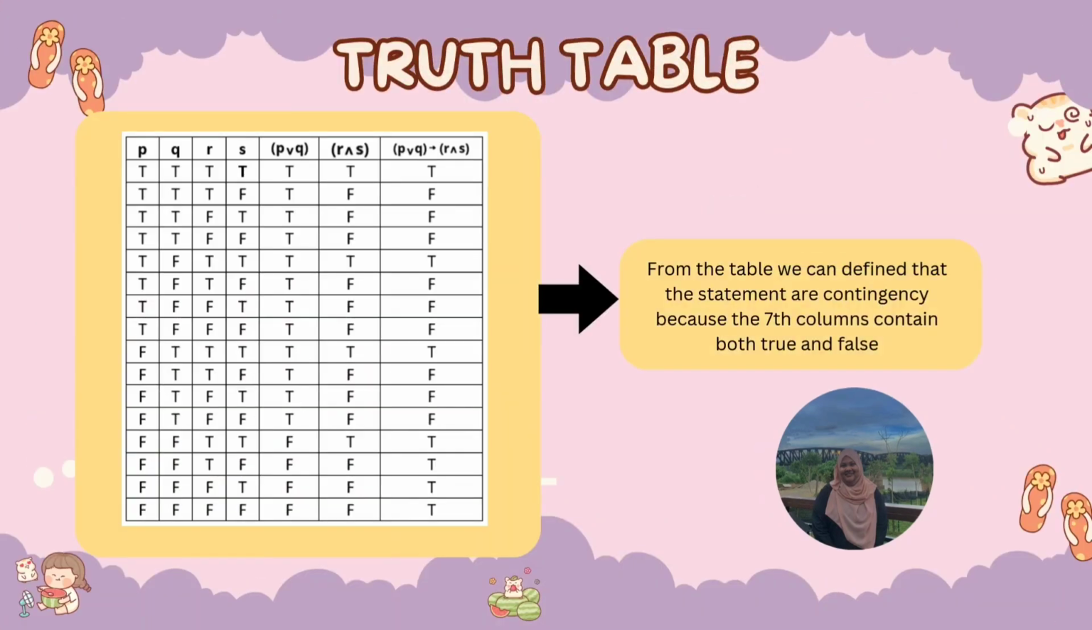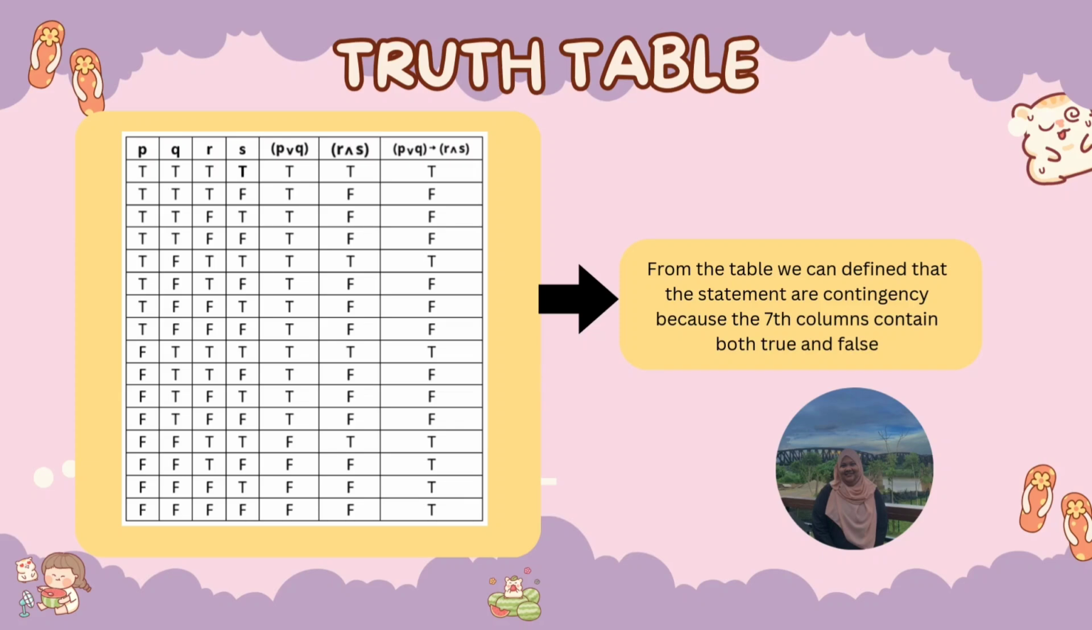Okay, let's move to the truth table. First, P or Q. If any of P or Q is true, then P or Q is true. If both P and Q are false, then P or Q is false. Okay, next, R and S. If both R and S are true, then R and S is true. If any of R or S is false, then R and S is false.